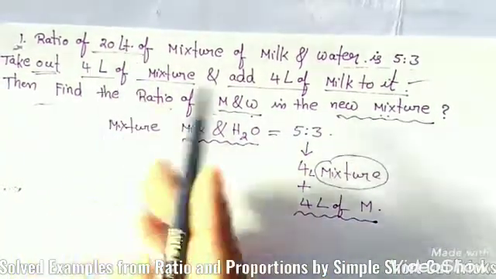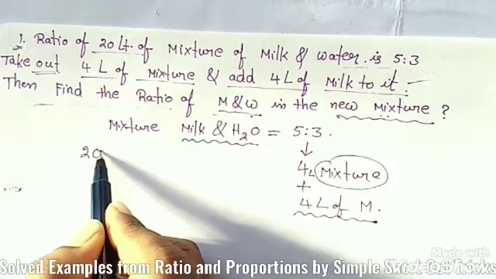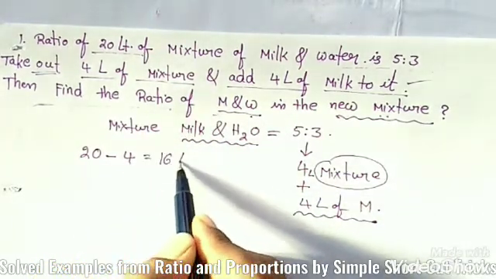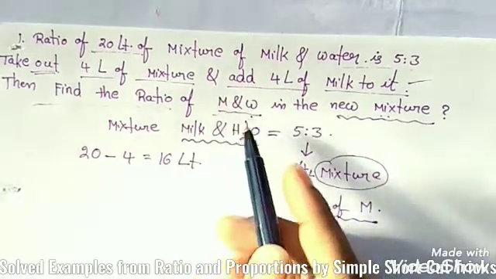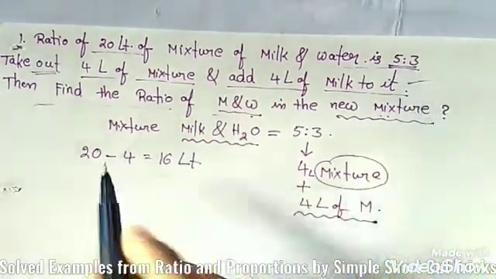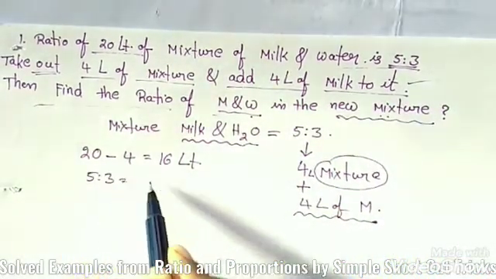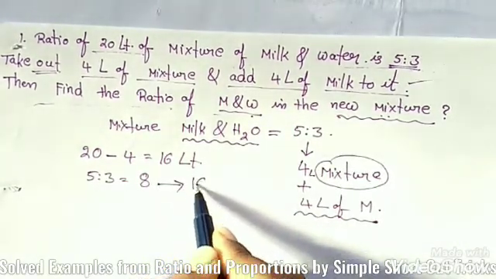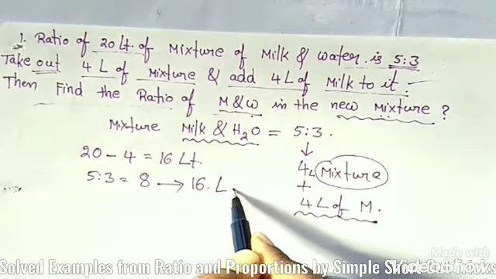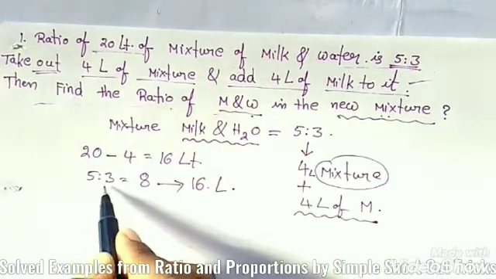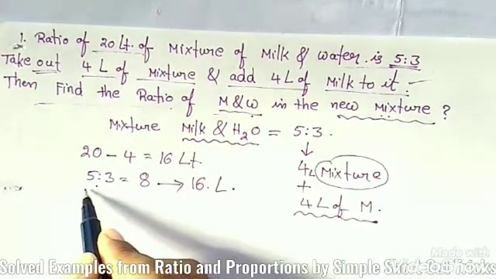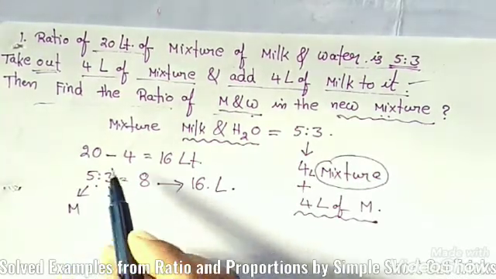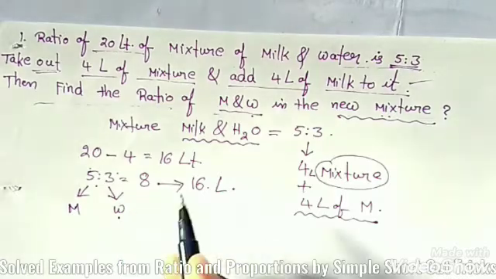Here the starting quantity is 20 liters, minus 4 liters we have taken out, so 16 liters of mixture is left over. What ratio have they given? 5:3. Now the total is 8, and this 8 corresponds to 16 liters. In this 5:3, 5 belongs to milk and 3 belongs to water.